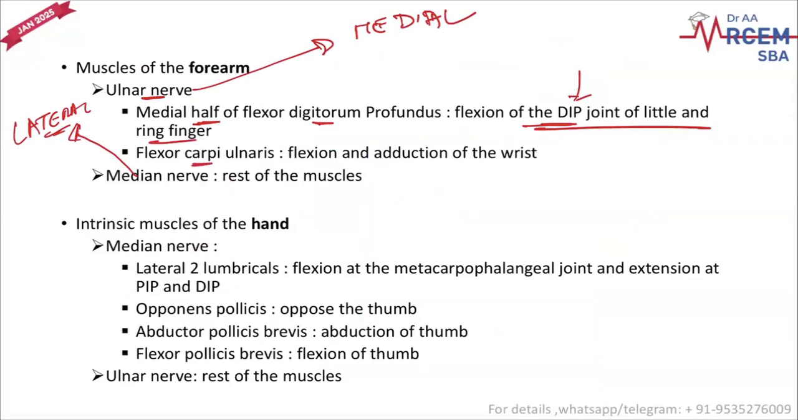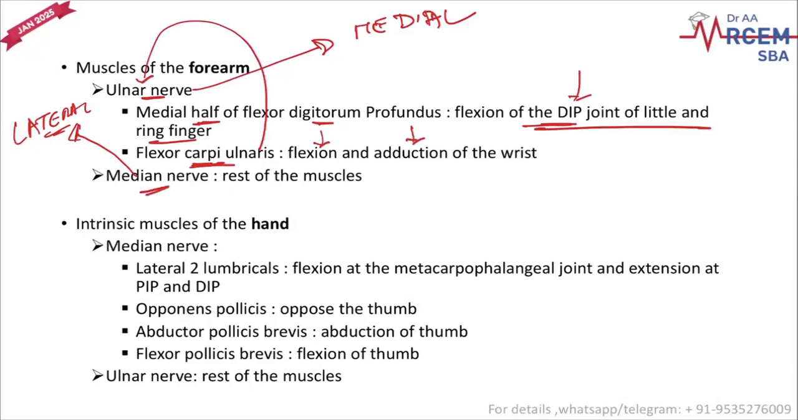It also supplies flexor carpi ulnaris. It is easy to remember. Ulnar word is here, ulnar nerve, so it has to be supplied by the ulnar, so it becomes easier. This is basically a forearm muscle which helps the movement of the wrist joint that causes flexion and adduction of the wrist joint. That is nothing but ulnar deviation it causes.